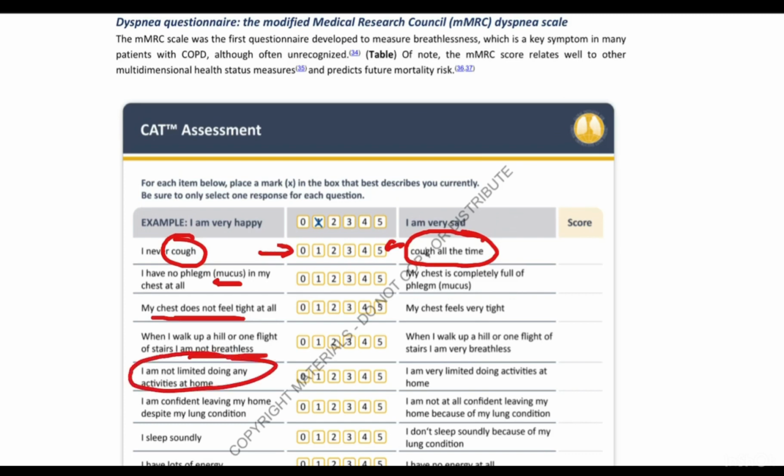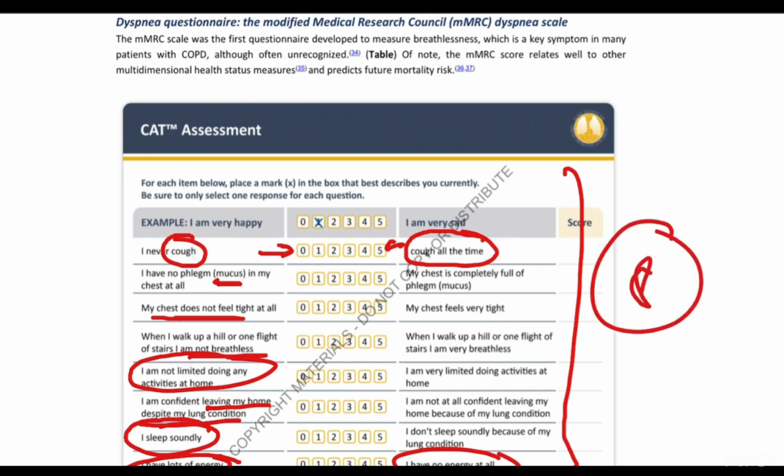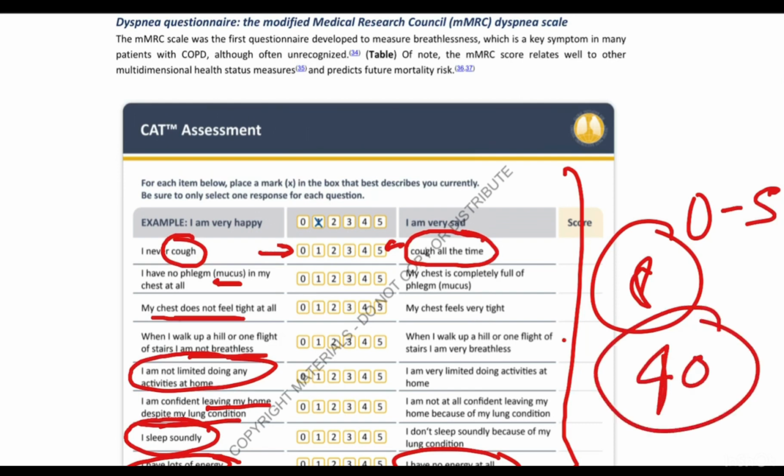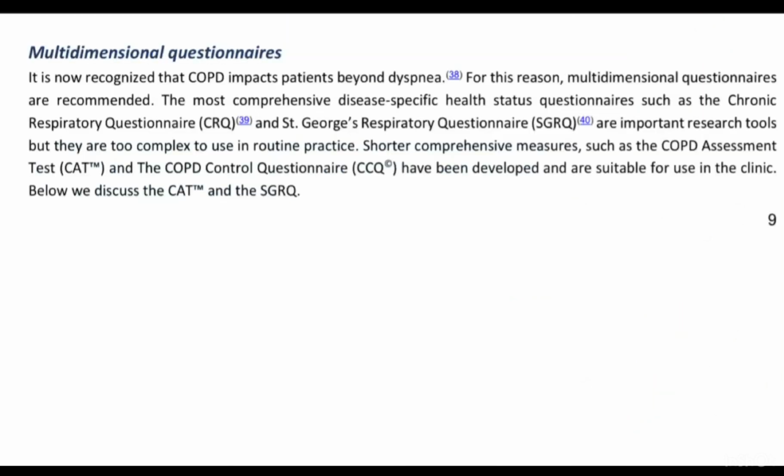Then whether the patient is confident leaving the home despite the lung condition, or not that confident. Then whether the patient sleeps properly or not. Then whether he has a lot of energy or there is loss of energy. So there are a total of 8 criteria, and every criterion can be given from 0 to 5. So the maximum is 40 points. The highest is 40 and the lowest is 0, so 0 to 40 is the grading of this. This is the CAT assessment, very very important.